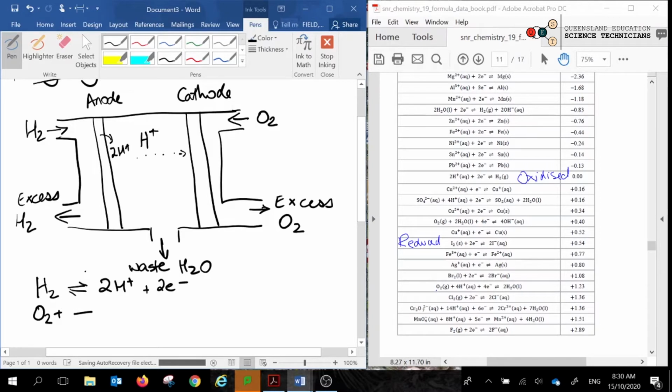So my oxygen plus my 4 hydrogen ions, let's do this correctly, because this is reduction, I need my 4 electrons as well, and then that makes water. So at the moment I have an imbalance of electrons. I have 4 and 2, which means I need to multiply everything up here by another 2.